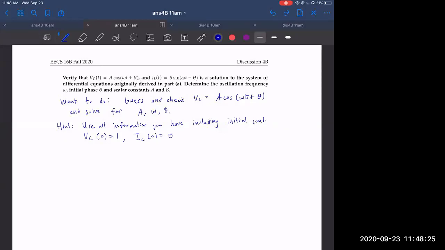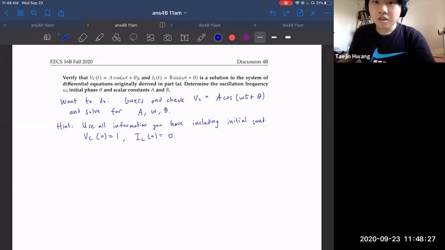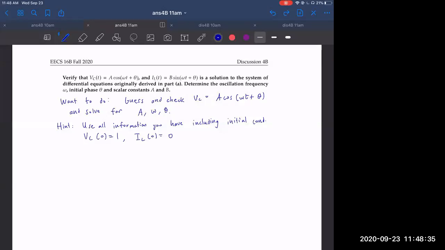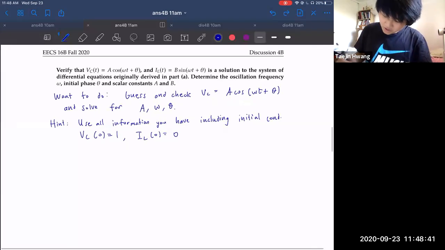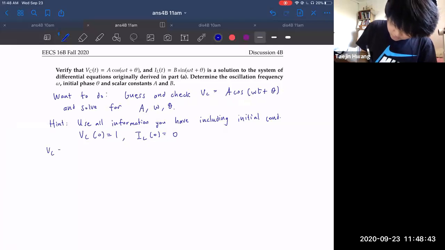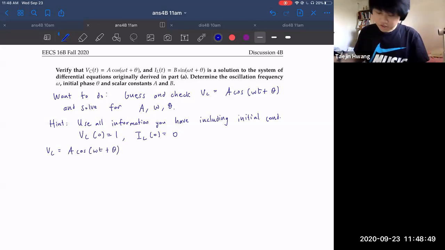Okay, as people are coming back, anyone have any ideas for how to start? Take the first and second derivatives of your guess. Yeah, let's take the first and second derivative. So we have VC is equal to A cosine of omega t plus theta. And let's take the derivative.